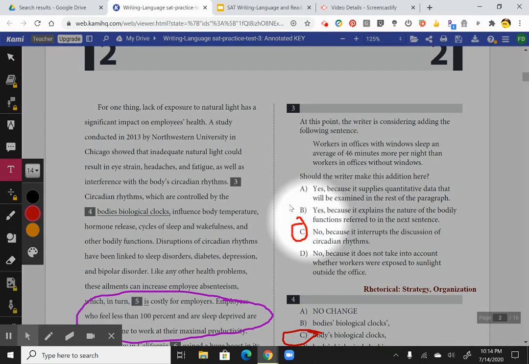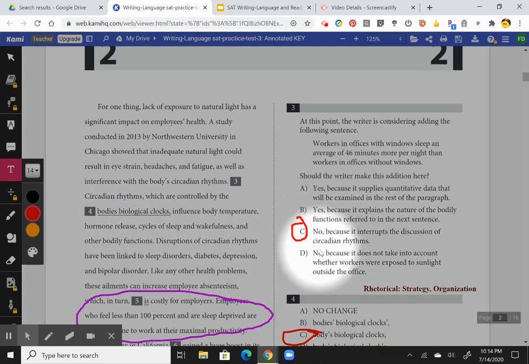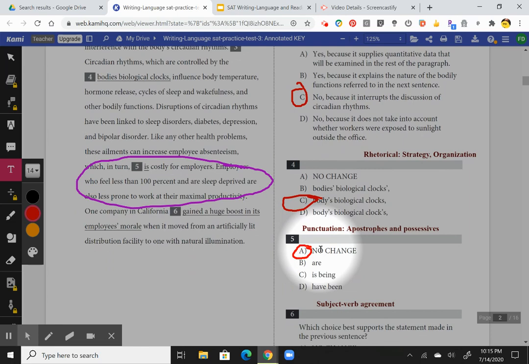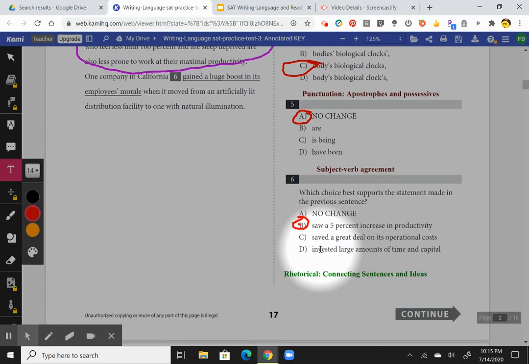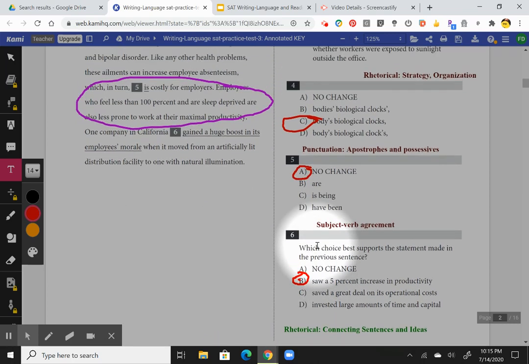Yes, yes, no, no. The question asks, should the writer add that workers in office windows sleep an average of 46 minutes more per night than workers in offices without windows? Should the writer make this addition here, as they're talking about the body's circadian rhythms and biological clocks? No, because it interrupts the discussion of the circadian rhythms. Which choice best supports this?